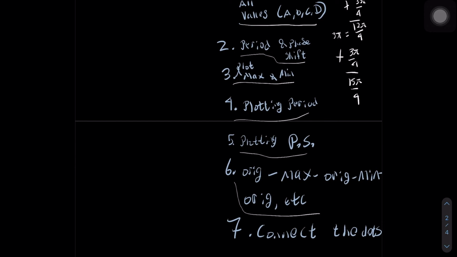These are a few steps in order to find or properly graph a cosine or sine sinusoidal. So first is to get all the values like a, b, c, and d, mark the period, the phase shift, then you plot the max and the min points on the y-axis, you plot the period, then you plot the phase shift. Step 6 depends on the type of equation, and then 7, finally you just connect the dots. I would suggest writing all these steps in your journal or your notes in order to remember them for future reference.